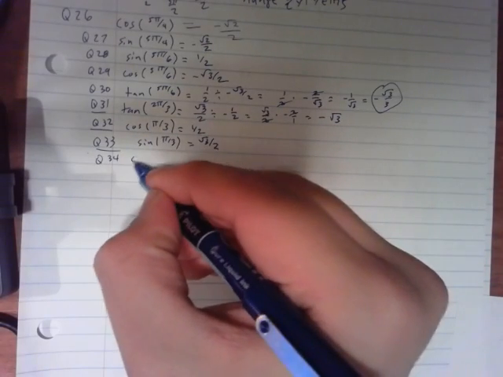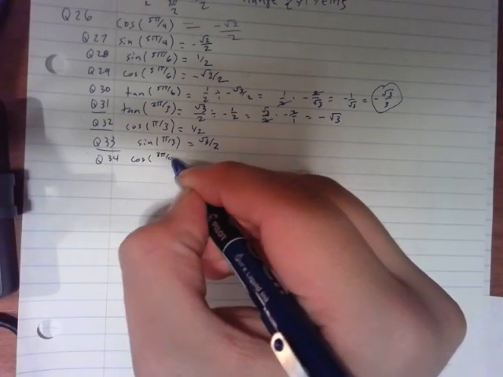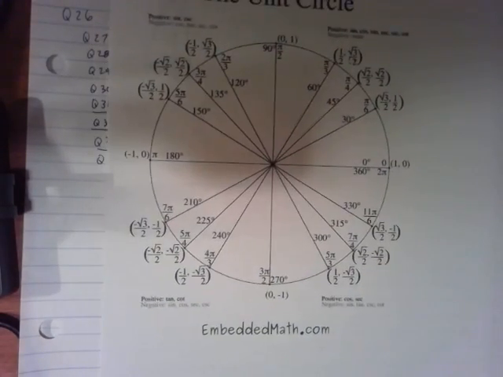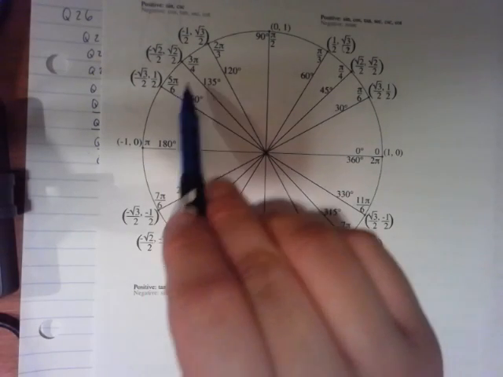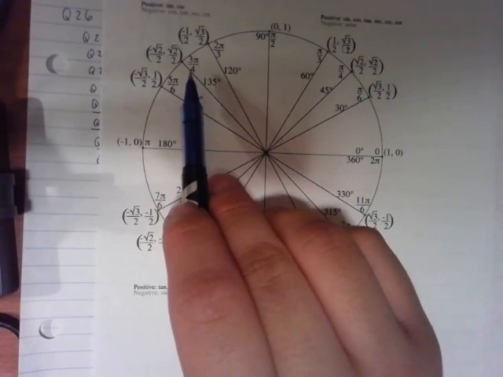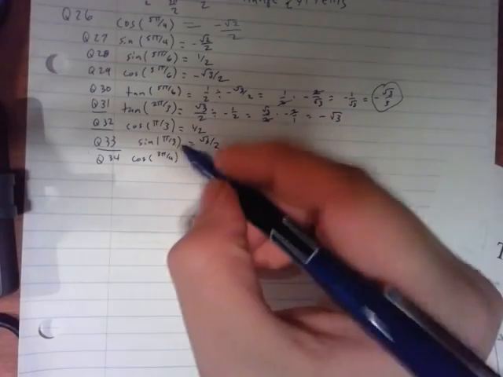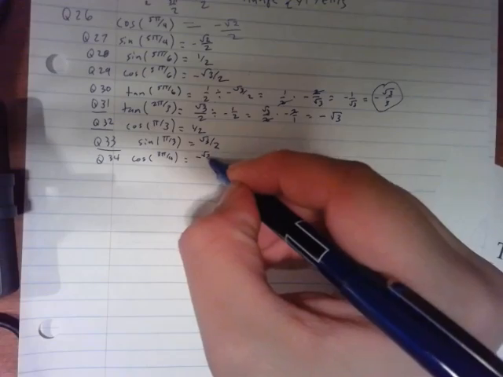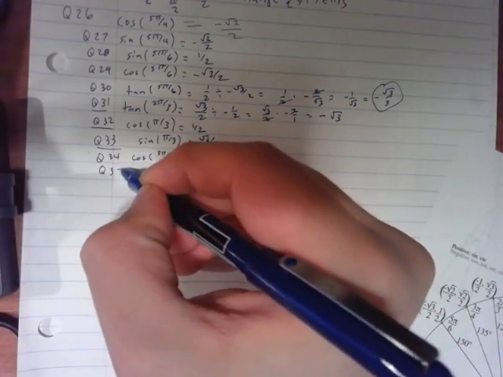Here we have cosine of 3 pi over 4. Again, we go back to the unit circle. We're doing cosine of 3 pi over 4. So where's 3 pi over 4? Aha, there it is. We're doing cosine, so that's the x right here. That's negative root 2 over 2. So this is negative root 2 over 2. Question 34 done, now we have question 35.